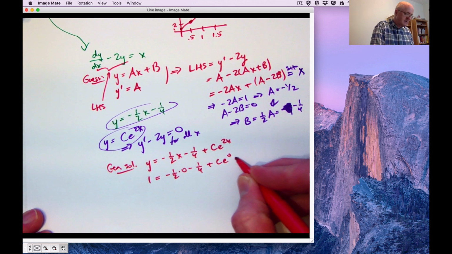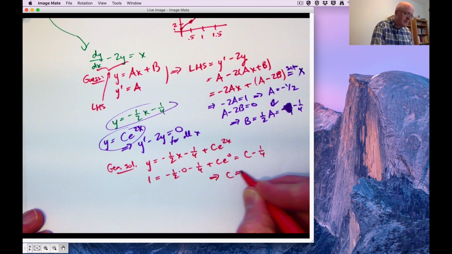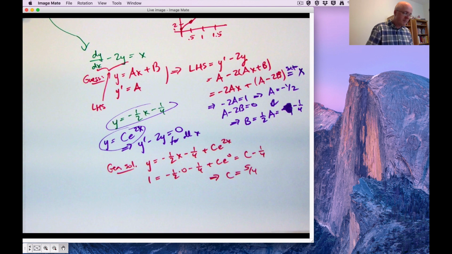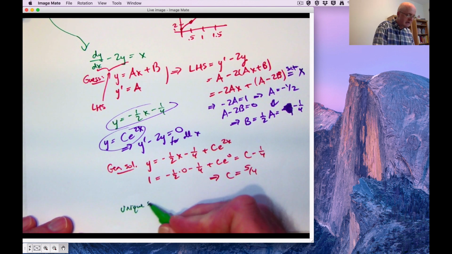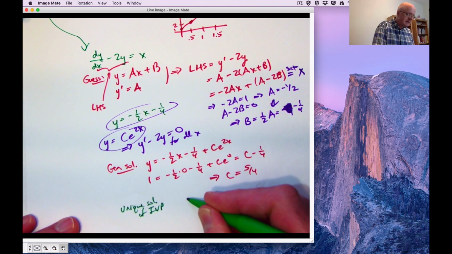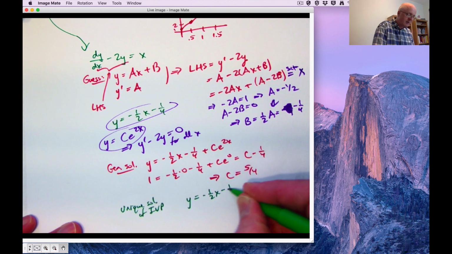This simplifies to c minus 1/4. Add 1/4 to both sides. C is 1 plus 1/4, which is 5/4. And now the particular unique solution of the IVP is y equals -1/2 x minus 1/4 plus 5/4 e to the -2x.